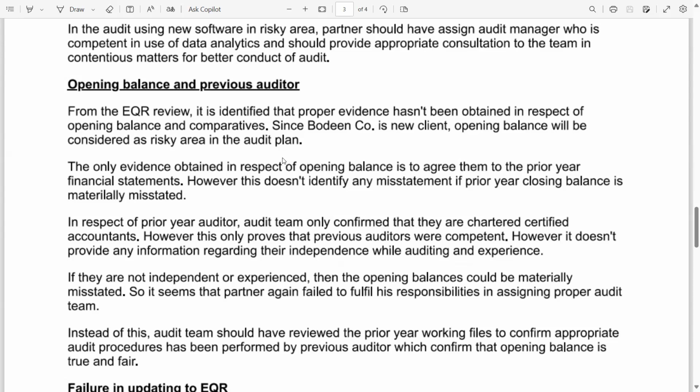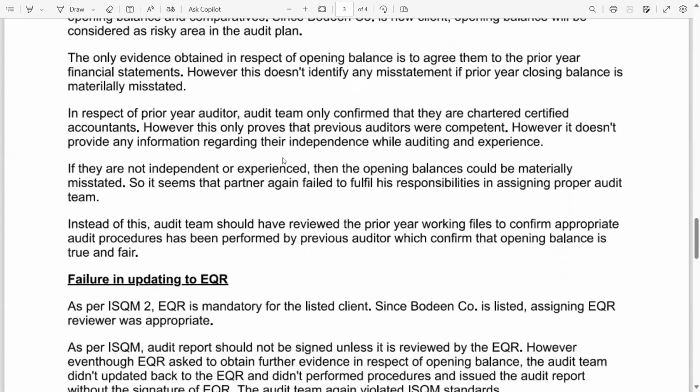In respect of the prior year auditor, the audit team only confirmed that they are chartered certified accountants. However, this only proves that the previous auditors were competent. It doesn't provide any information regarding their independence while auditing and their experience. This is how you have to cover every aspect of the exhibit. If they are not independent or experienced, then the opening balances could be materially misstated. So it seems that the partner again failed to fulfill his responsibilities in assigning a proper audit team. Instead, the audit team should have reviewed the prior year working files to confirm that appropriate audit procedures had been performed by the previous auditor, which confirmed that the opening balance is true and fair.